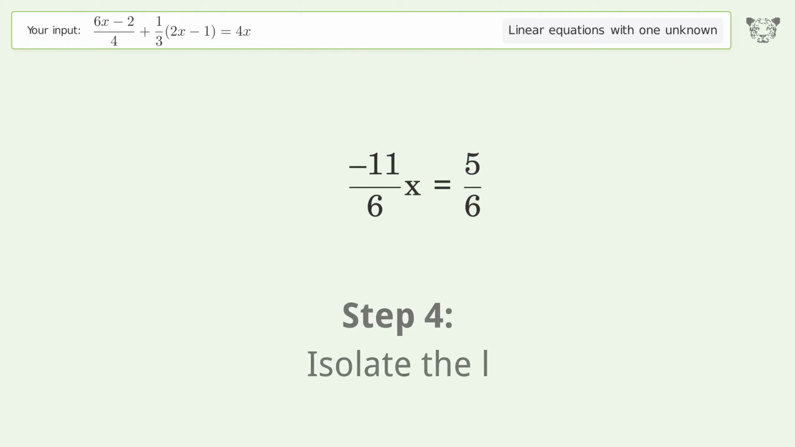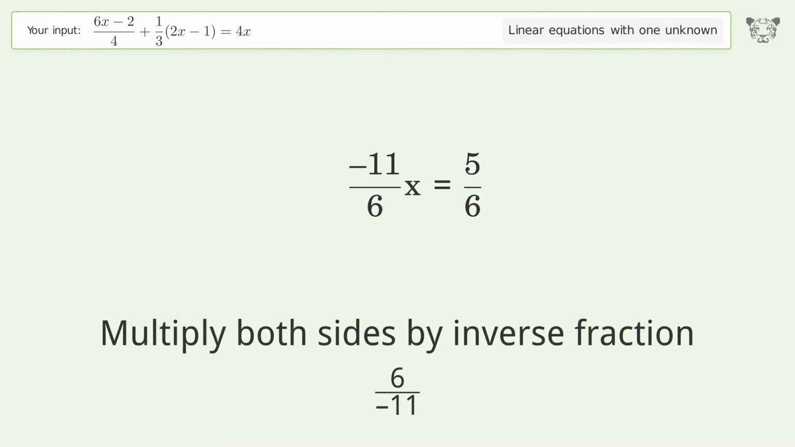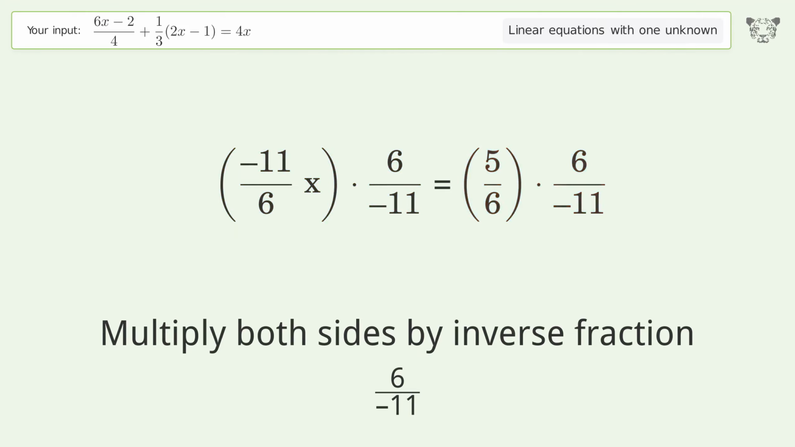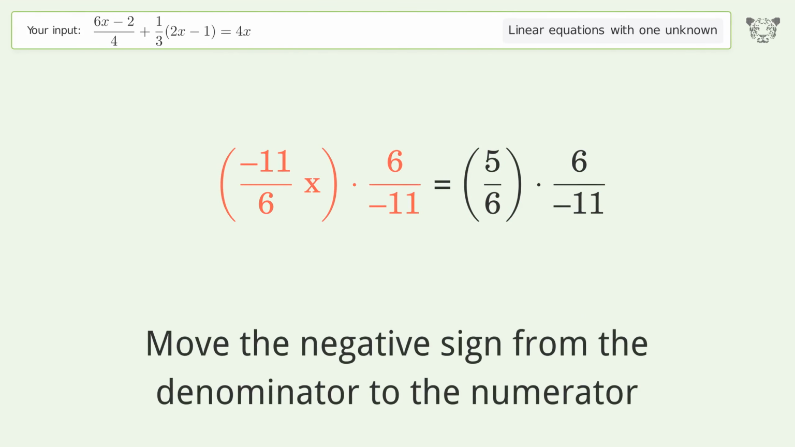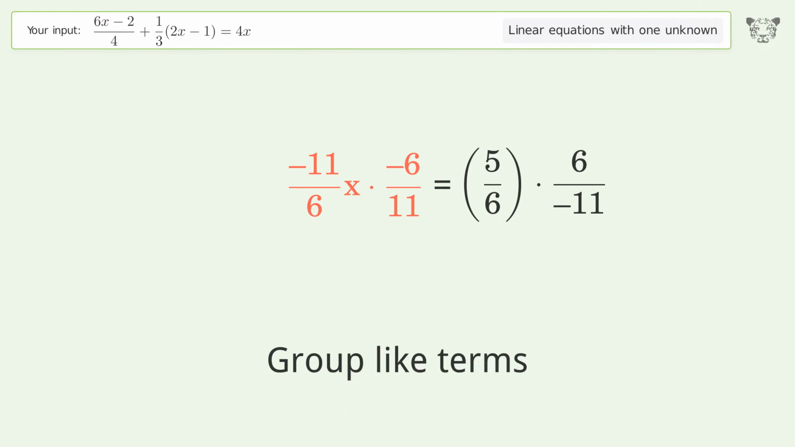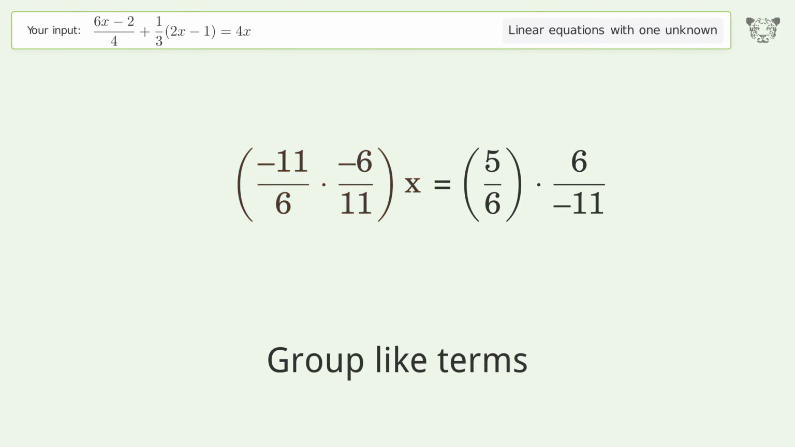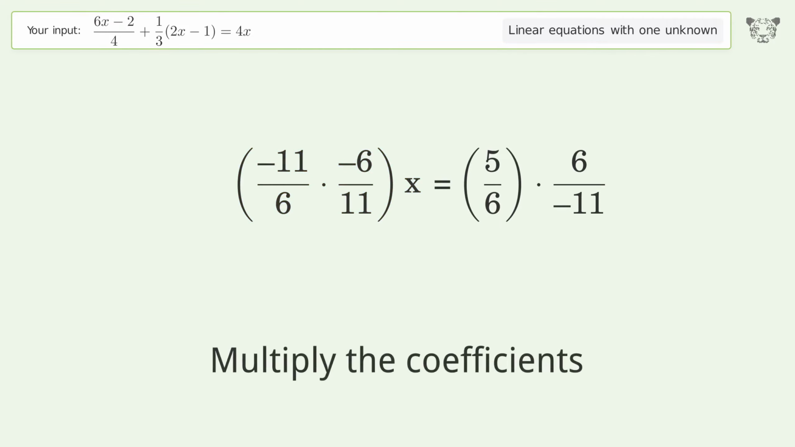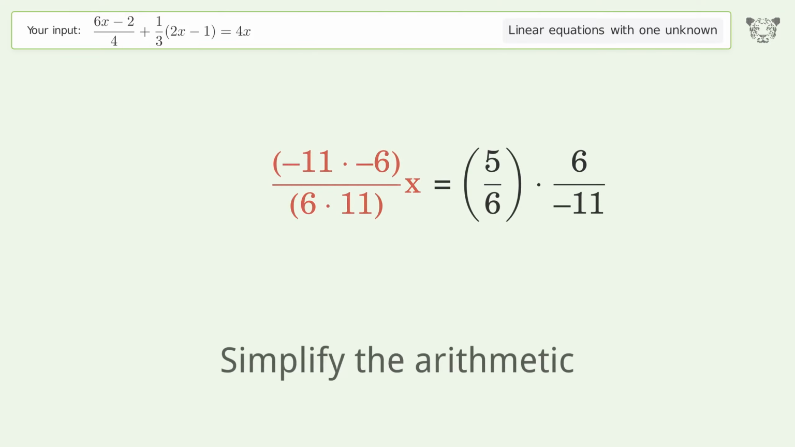Isolate the L. Multiply both sides by inverse fraction 6/11. Move the negative sign from the denominator to the numerator. Group like terms. Multiply the coefficients. Simplify the arithmetic.